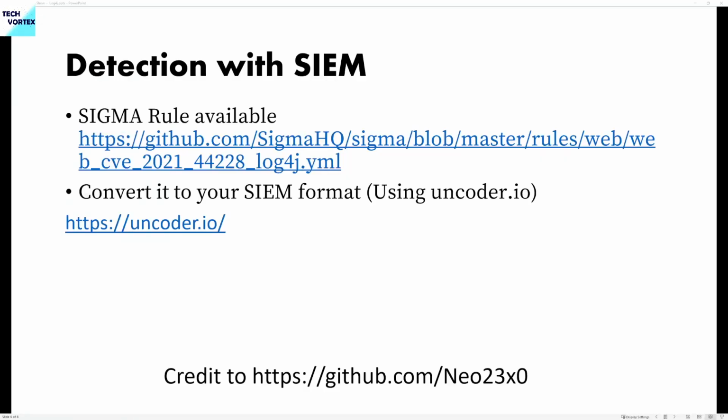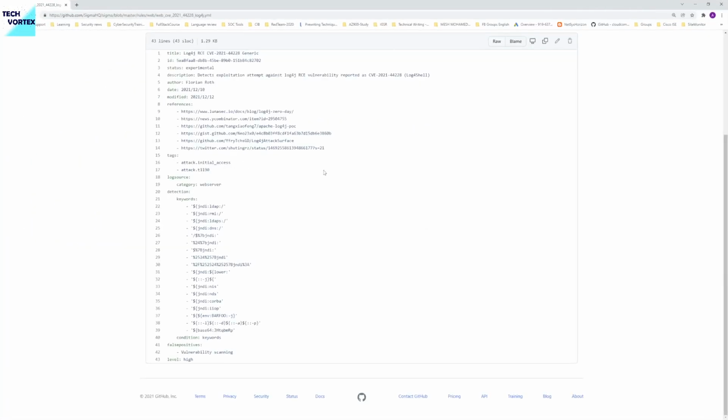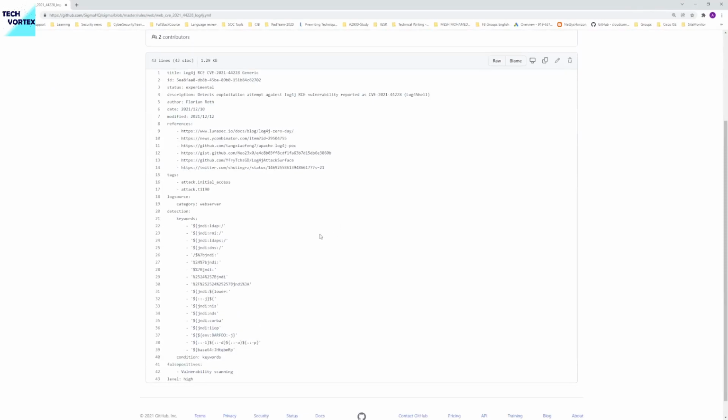let me show you what a Sigma rule is. This is the Sigma rule that is detecting the indicators of compromise, or let's say the requests related to the new Log4j vulnerability. So this is what is called a Sigma rule.